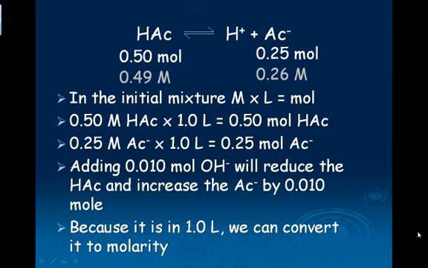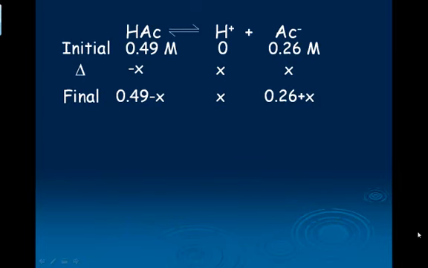So the 0.49 M would represent our new acetic acid concentration, and the 0.26 M would represent our new acetate ion concentration. This was in 1 liter, so we could simply divide both of the moles by liters and get our molarity. Now we would of course set this up in an equilibrium system and do an ICE table.